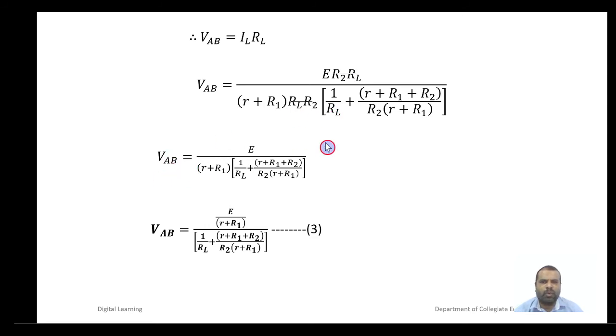VAB is equal to E divided by R plus R1 into bracket 1 by RL plus of R plus R1 plus R2 divided by R2 into bracket R plus R1 bracket complete. Therefore, VAB is equal to E divided by R plus R1 whole divided by 1 by RL plus of R plus R1 plus R2 divided by R2 into bracket R plus R1. Call this as equation number 3.